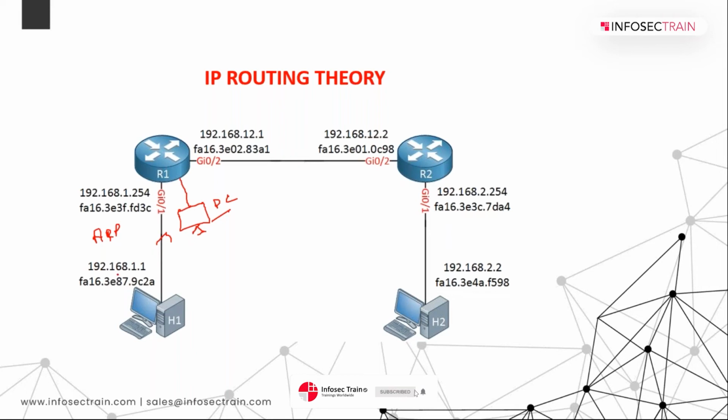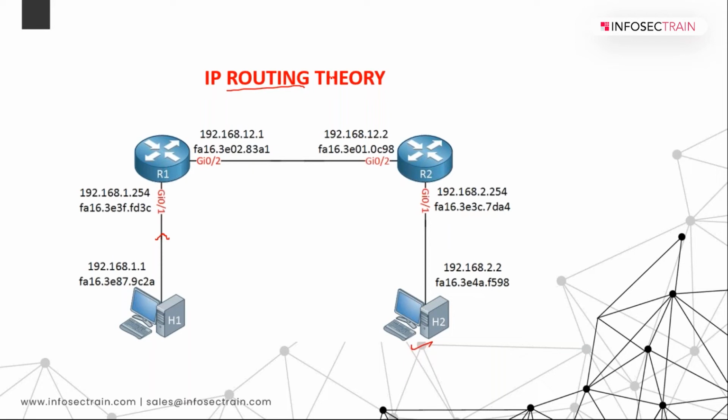Let's say we are talking about this. This IP address is 192.168.1.1 and the IP address of the receiving machine is 192.168.2.2. So these two devices belong to different networks. How will the data be sent? Let's say we have this device H1. How will the data or the ping be sent to this device H2? We will be discussing routing.